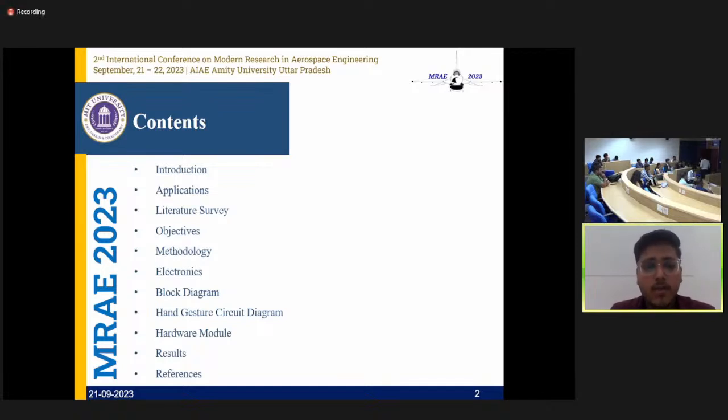Then we'll be going towards the methodology, where I'll be talking about all the processes in depth. Then the electronics: the block diagram for the drone, the hand gesture circuit diagram, and we'll show the images for the hardware module, and then we'll discuss the results.